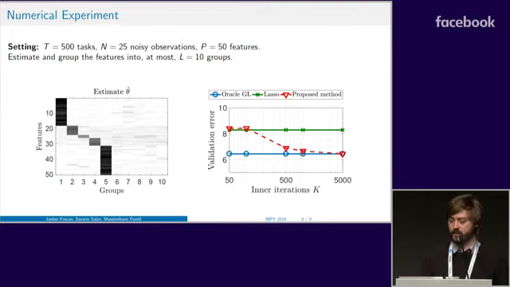And on the right side, you can see the impact of this approximate parameter k on the validation error. You can see that for small values of k, you have performance as bad as lasso, and if you increase k, you reach performance close to the group lasso with the oracle groups.